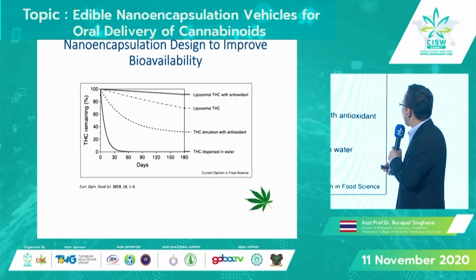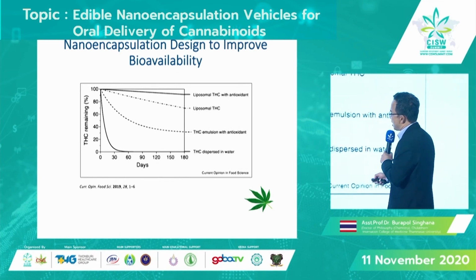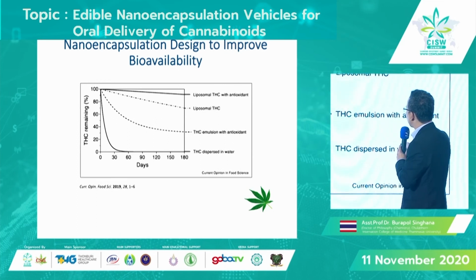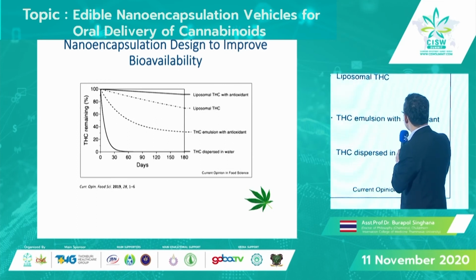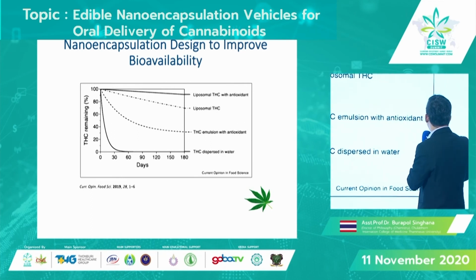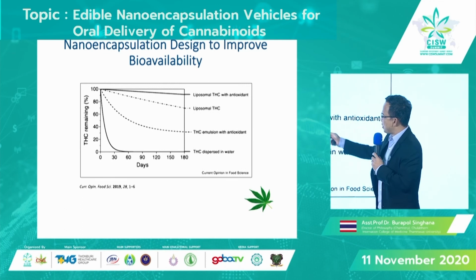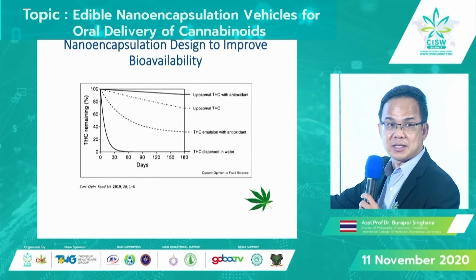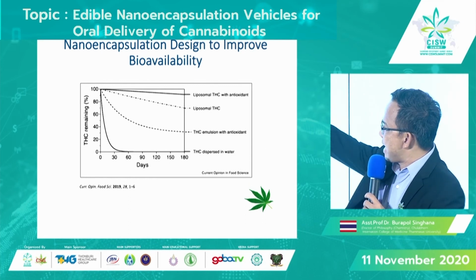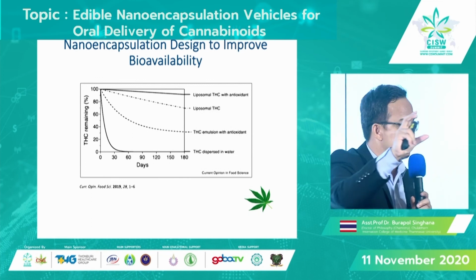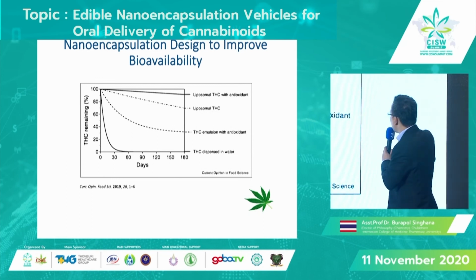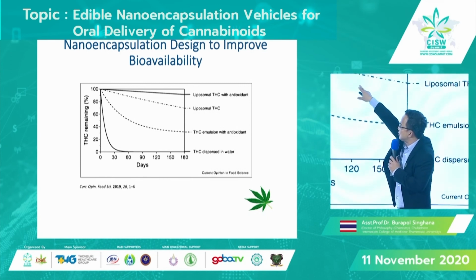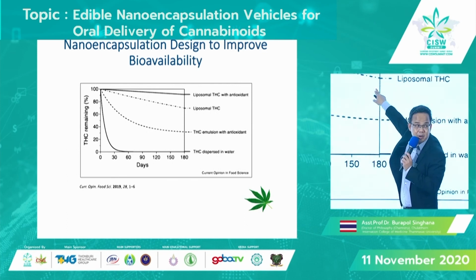Here, I show you how to keep your THC stable longer. Here they encapsulate THC in liposome, or phospholipid, to form a bilayer, and then they add another additive, that is, an antioxidant. When you keep this in storage for a longer time, like 180 days, your THC decreases only a little bit, not much. That means you have more THC in your product. But if you do not add antioxidants, your THC concentration decreases a little more.